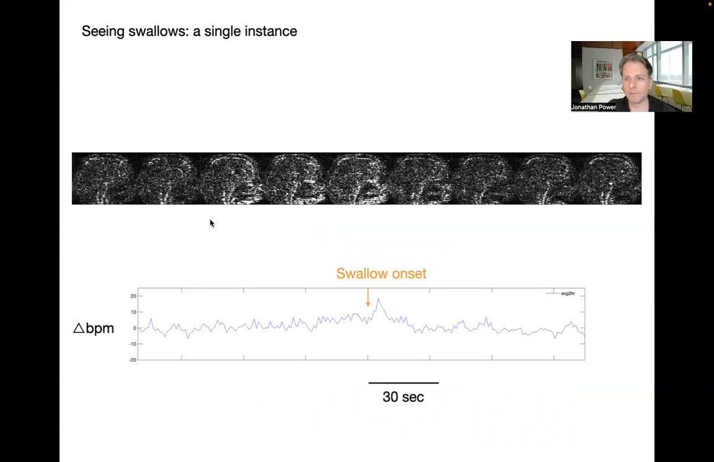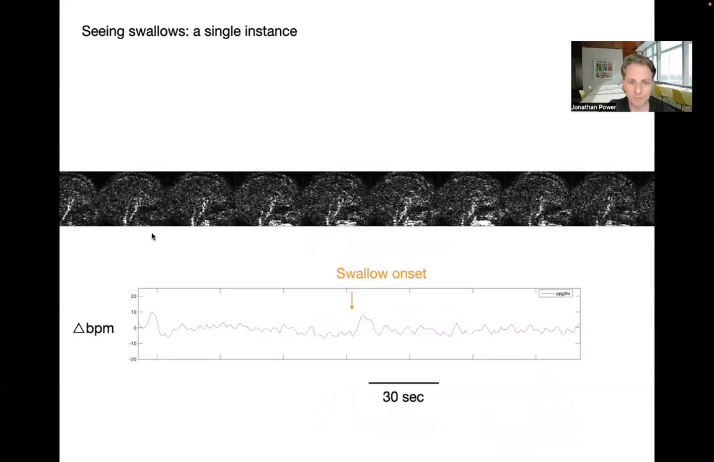Just to give you a feel for what this stuff looks like, here's a different subject. Again, these are the differentiated images that are being shown. So for 3 or 4 TRs, there's a bunch of change, especially down at the bottom where the tongue is. And when this happens, there's a big heart rate bump after it. A different person, several TRs affected by swallowing, and again, a heart rate bump happening after that.